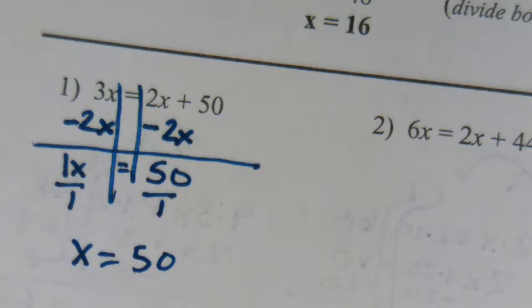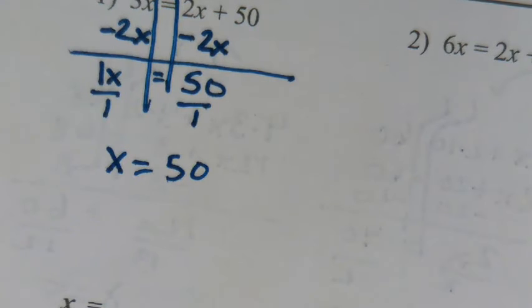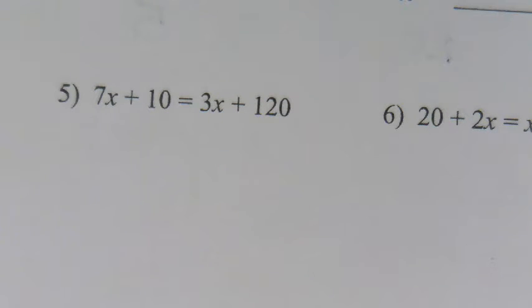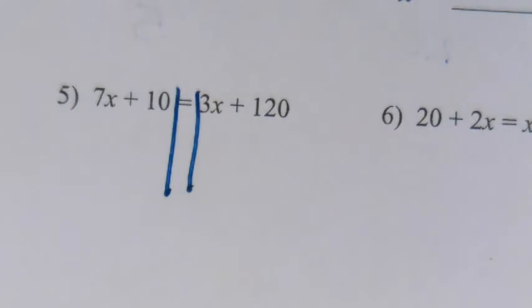Now, let's look at number 5. Number 5 is a little different. It's a little bit longer, right? So, first thing, when you read an equation and it has x's on both sides, your first thing is to move the x's together. So you have 7x on one side and 3x on the other side. So, which set do I want to move?